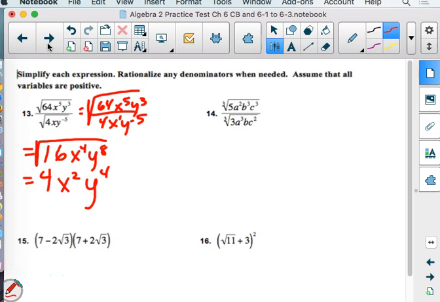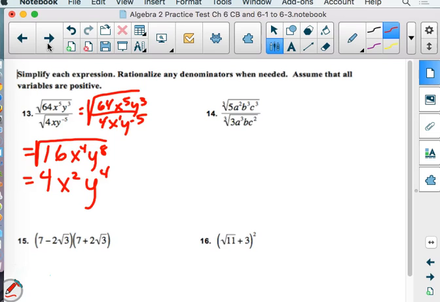And again, you could separate these. Do square root of 16, square root of x squared, square root of x squared, square root of y squared, square root of y squared, square root of y squared, square root of y squared. You get the exact same answer. If you like that method and it works for you, just continue doing that.